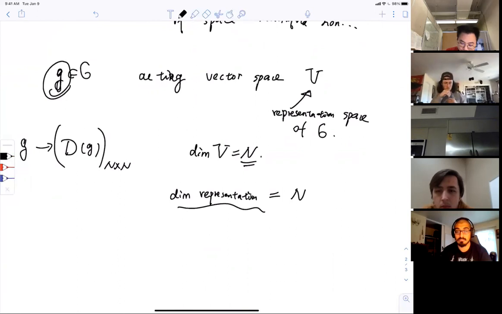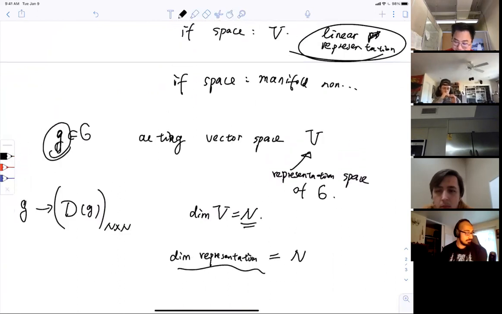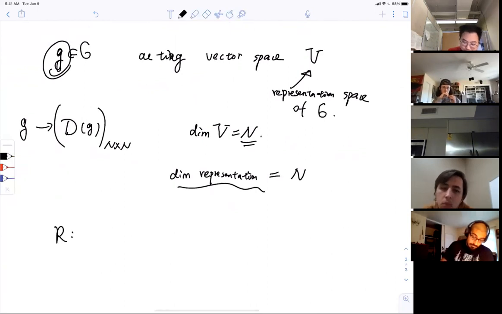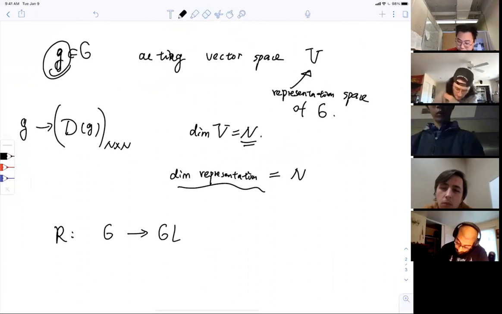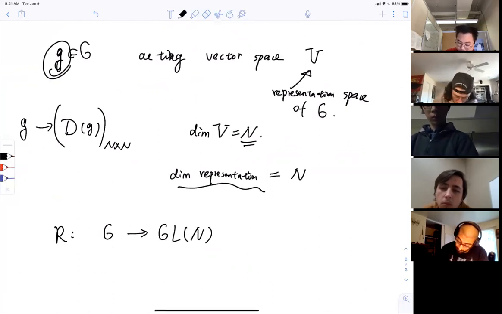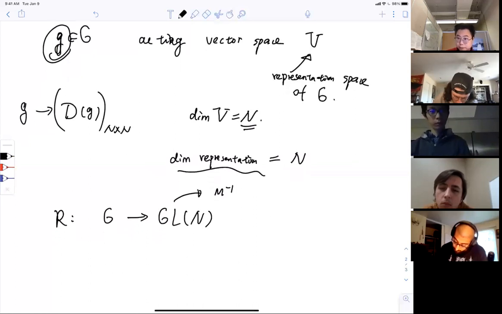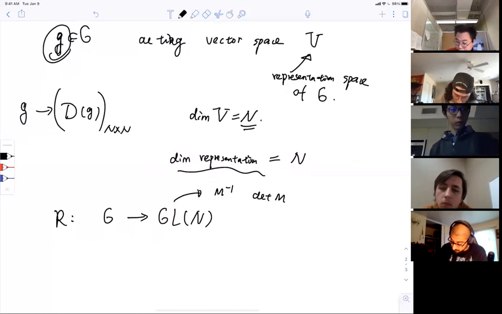Okay, so let me give you the rigorous definition about the representation. A representation you can think of as a map R from your group G to the general linear group of n by n matrices. This just means the matrix is invertible. Basically, you can calculate the inverse of this matrix.